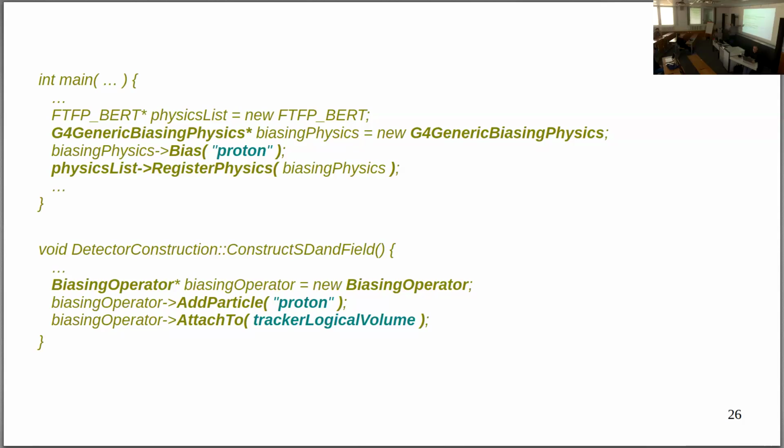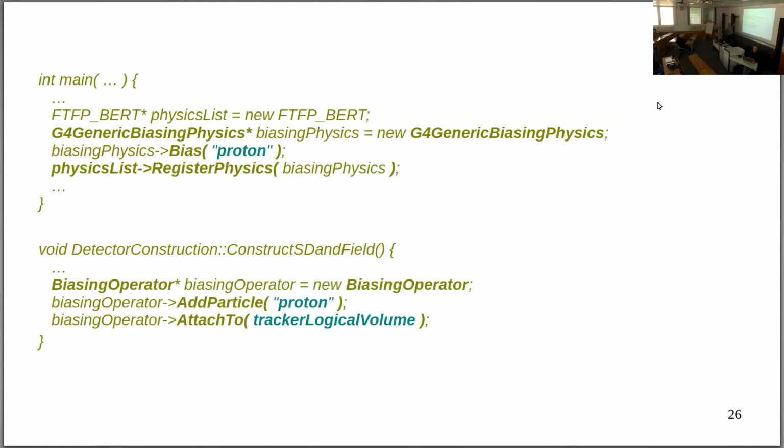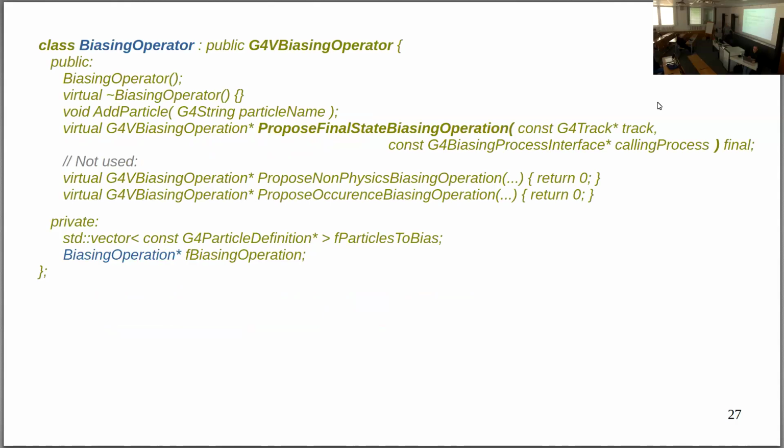We define this biasing operator like this, and we decide to apply it in the tracker. So we want to apply this thing only on the tracker. And as you see, we start with FTF BERT. So FTF BERT is our physics list, and we want to apply this special trick only in the tracker to have something slightly different than FTF BERT only in the tracker.